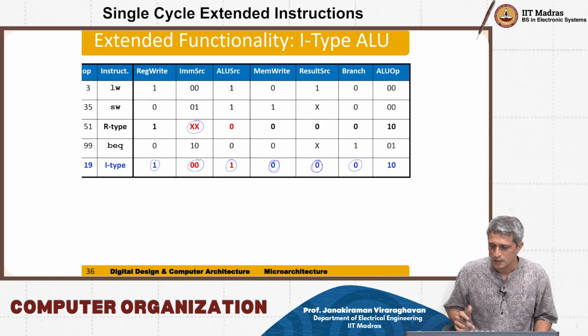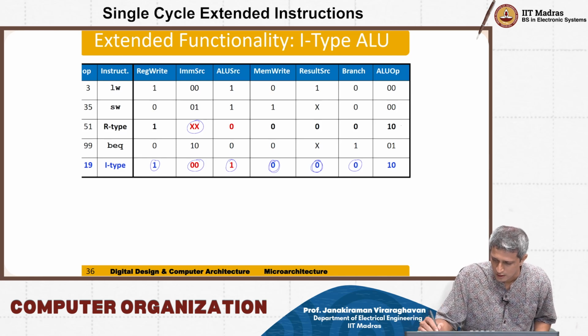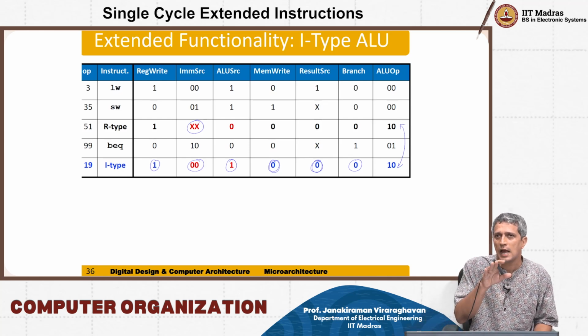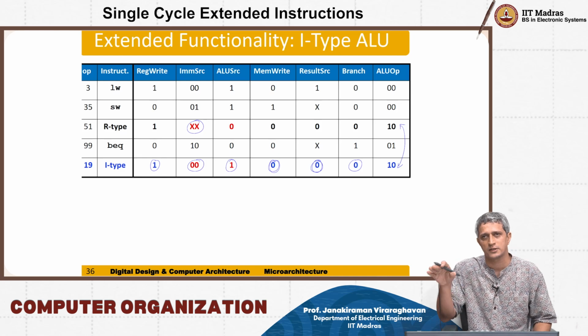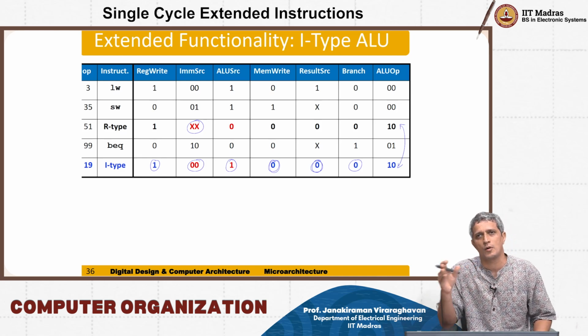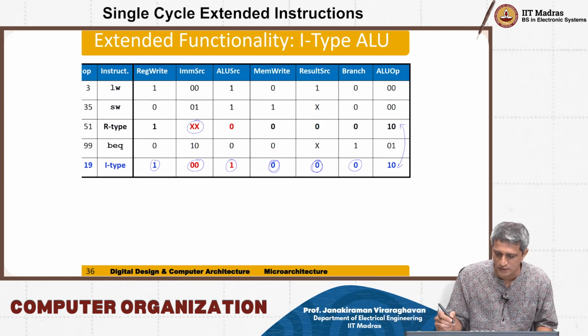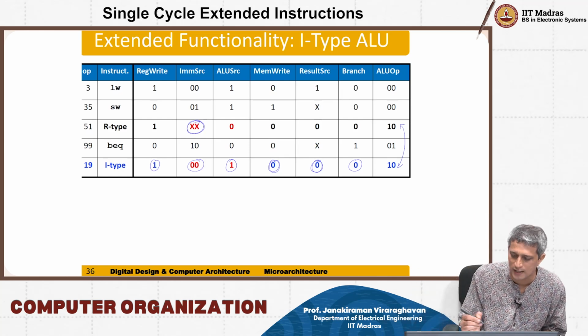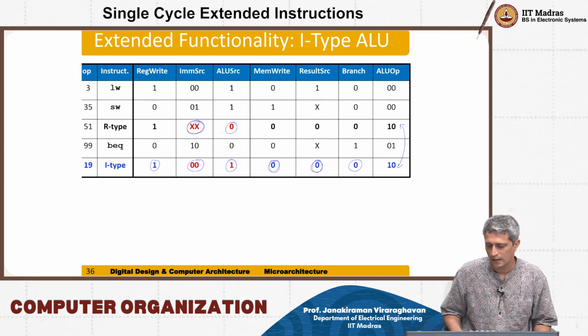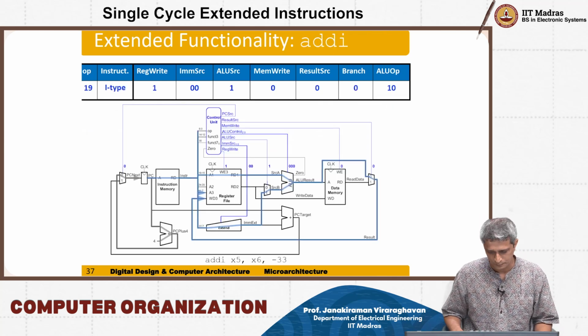Essentially, that's it. If you look at the difference between the R type and I type instruction for the same AND operation, we said AND x6, x5, x4. Now we are saying ANDI x6, x4, some immediate data. The only difference really is in the ALU source. Everything else remains the same.